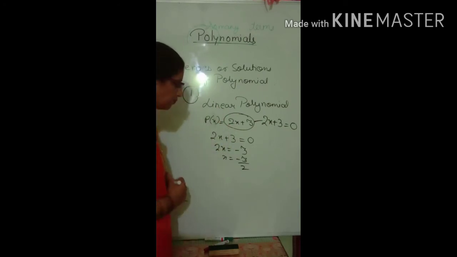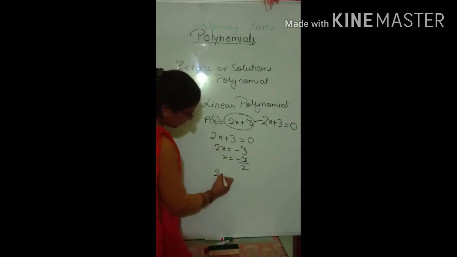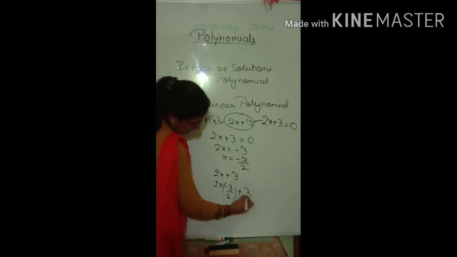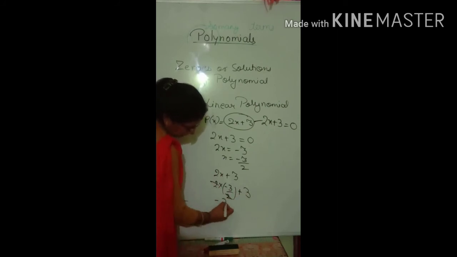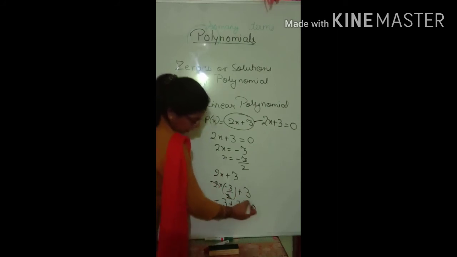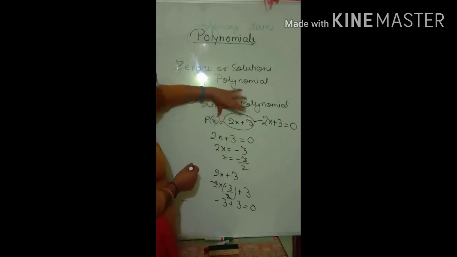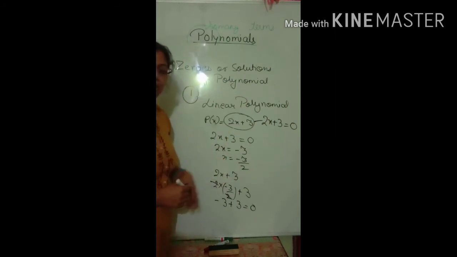Let's check it. 2x plus 3 was your polynomial. 2 into minus 3 upon 2 plus 3, 2 cancels, minus 3 plus 3 equals to 0. So its value is 0. Okay, so that means the zero of this polynomial is minus 3 upon 2.